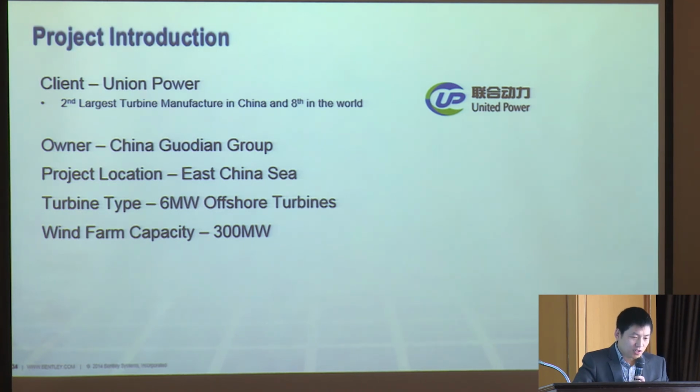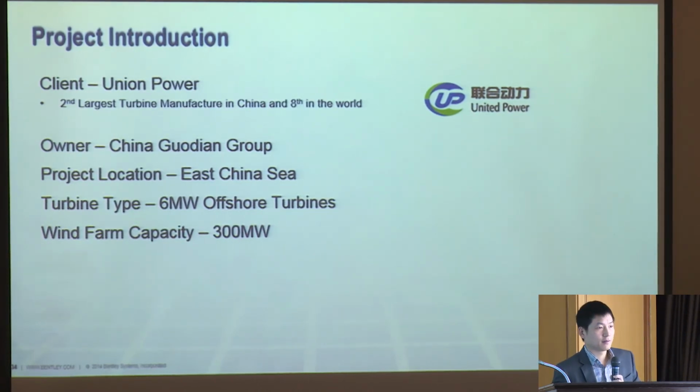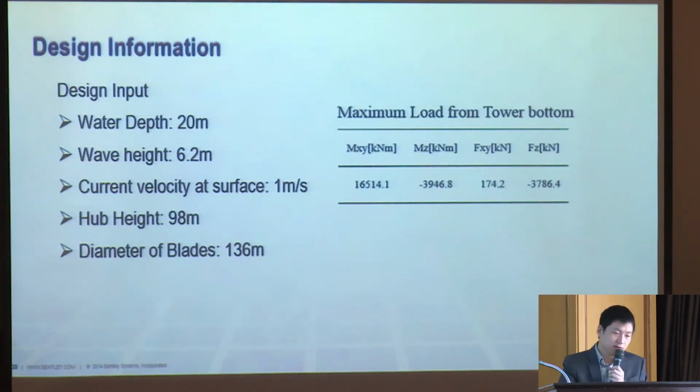And the project, the wind farm located in East China Sea, and they use 6 megawatt turbines for this wind farm, and the total capacity for the wind farm is 300 megawatts. 위치는 중국의 동해 쪽이었고 그리고 6메가와트의 오프쇼어 터빈을 사용을 했으며 전체 캐패시티는 300메가와트였습니다.